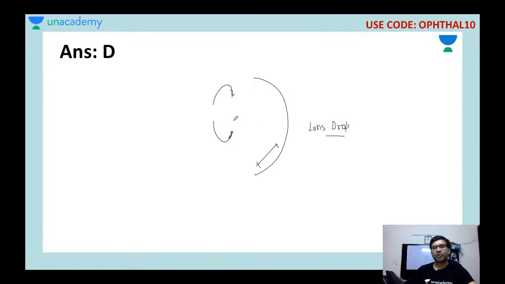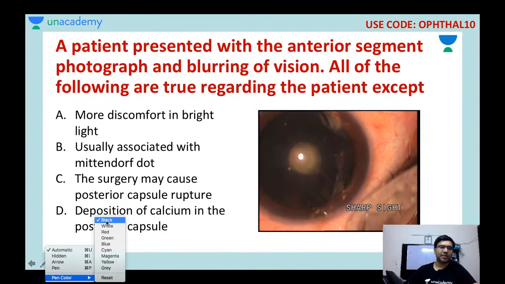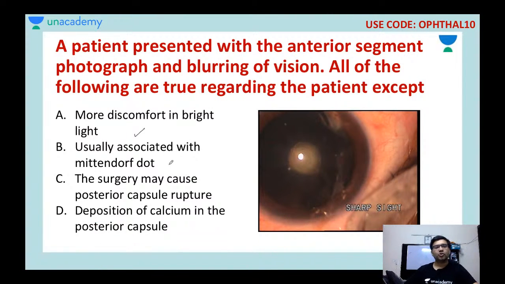So we get a posterior capsule rupture, and in the posterior capsule rupture we get the phenomenon of lens drop. Okay, so these posterior polar cataracts are very notorious for getting a posterior capsular rent. Okay, so let's see the options once again. More discomfort in bright light as compared to dark light, this is correct. Usually associated with Mittendorf dot, this is also correct. The surgery may cause a posterior capsule rupture, that is also correct.